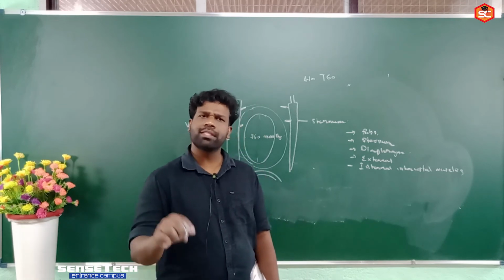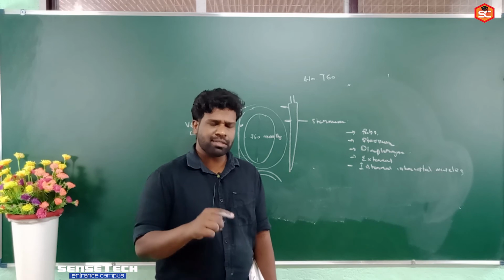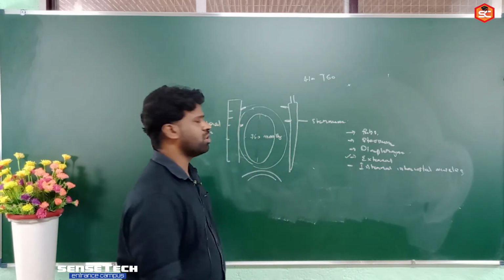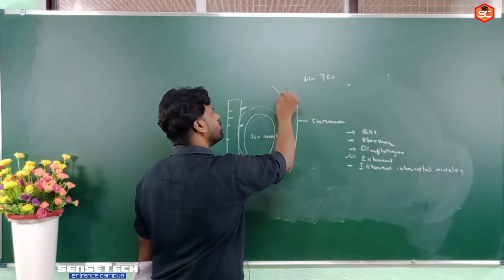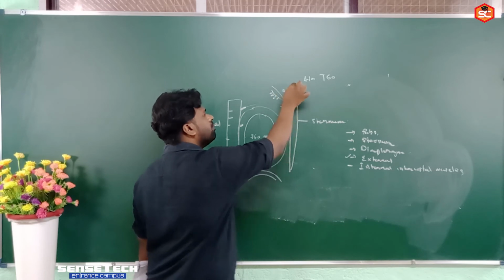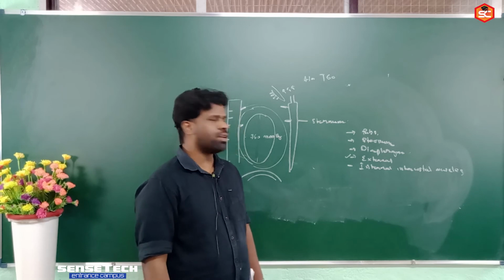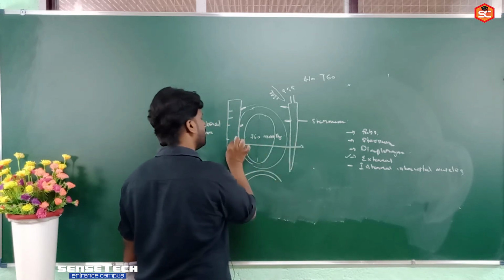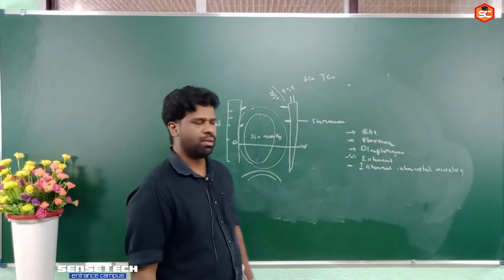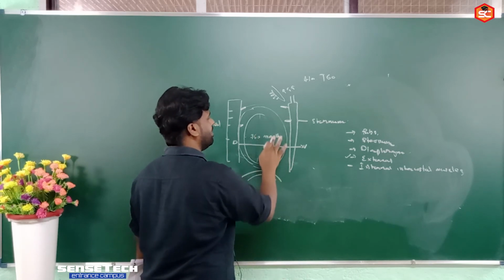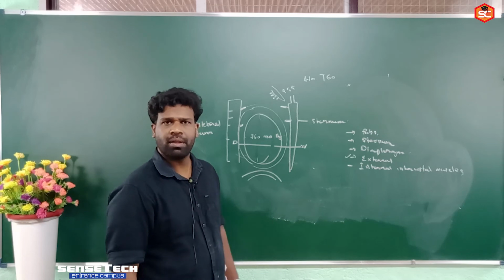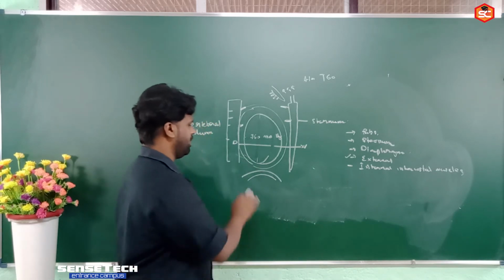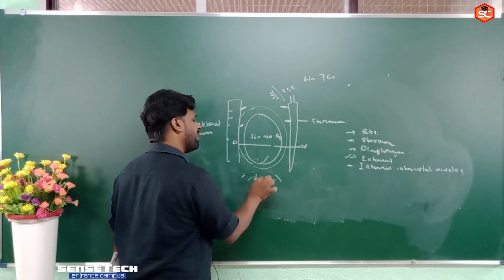During inspiration, the external intercostal muscles contract, and simultaneously the diaphragm also contracts. When the external intercostal muscles contract, the ribs and sternum move upwardly. As a result, the thoracic cavity volume increases in the dorsoventral axis. When the thoracic cavity volume increases, the lung volume also increases. Similarly, when the diaphragm contracts, it flattens and moves inwardly and downwardly.